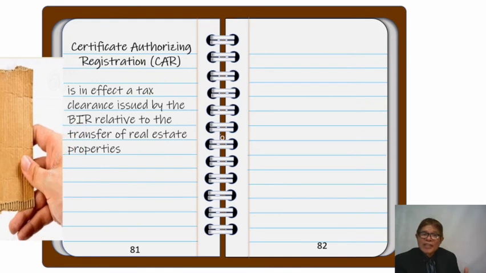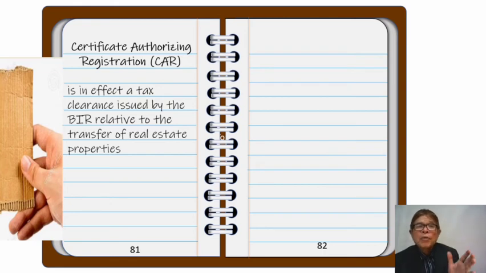Certificate authorizing registration, or CAR, is in effect a tax clearance issued by the BIR relative to the transfer of real estate properties. This is the objective of every processor of documents. The CAR is the main requirement by the Register of Deeds in the transfer of title.